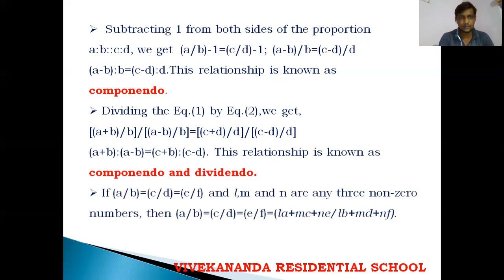If A by B is equal to C by D is equal to E by F, and L, M, N are any three non-zero numbers, then A by B is equal to C by D is equal to E by F is equal to LA plus MC plus NE by LB plus MD plus NF. Here we have to take all the numerators: L should be multiplied to A, M should be multiplied to C and N should be multiplied to E. In the same way for the denominators, L should be multiplied to B, M to D and N to F. That is LA plus MC plus NE by LB plus MD plus NF.